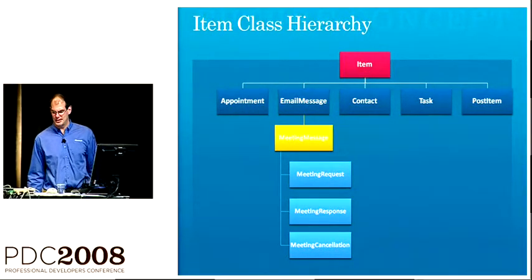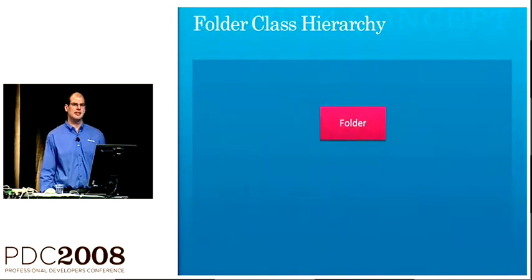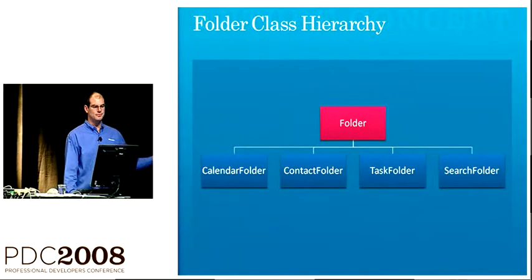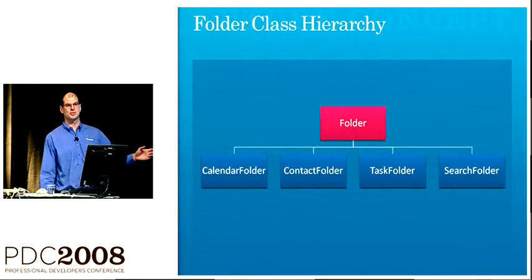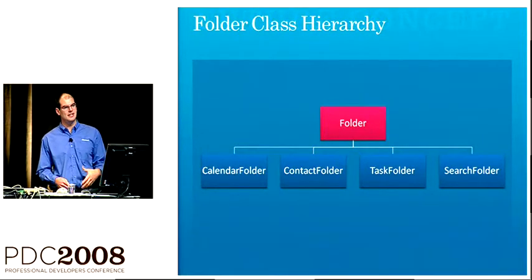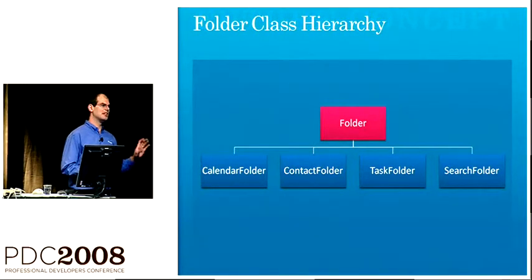The second thing to understand is the folder class hierarchy. The base class is type of folder. And from it, we've got calendar folder, where we've got special methods like find appointments, which Alice will be demoing next. Contact folder, which has some special contact properties to it. Task folder, and then search folder. I'll spend a little bit of time talking about search folder because it's very powerful.